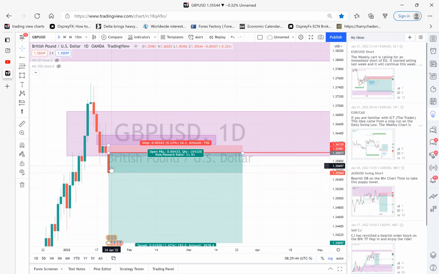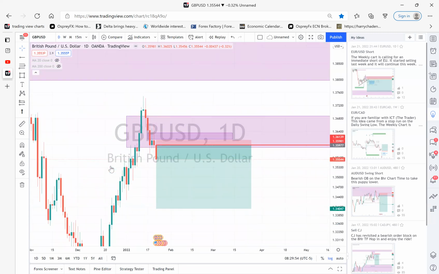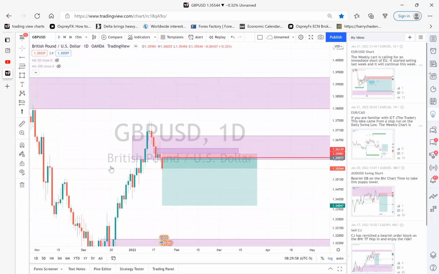I caught this trade along with a couple others, AU as well, and the GB, the GJ, the JPY pairs also. So it was a great week for me. Last week was a great week, and this week is going to be a great week again. And this is one of the trades that I'm going to jump into.